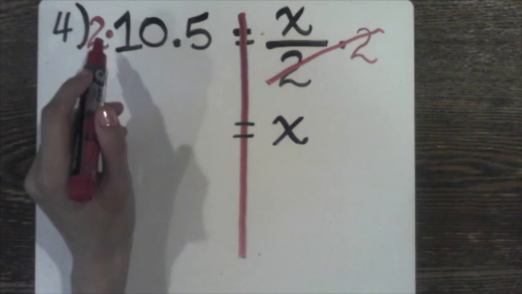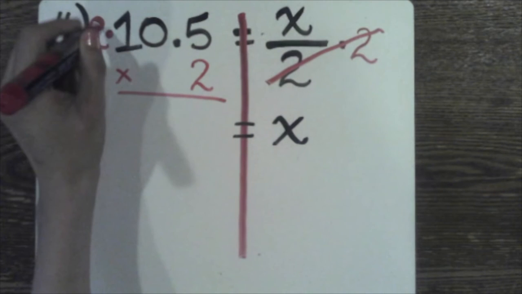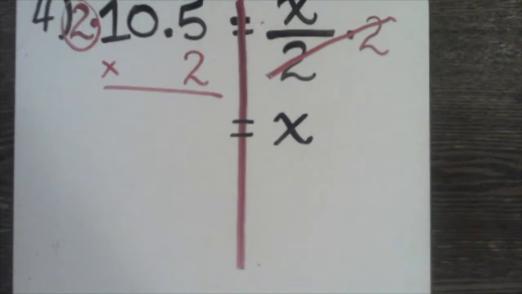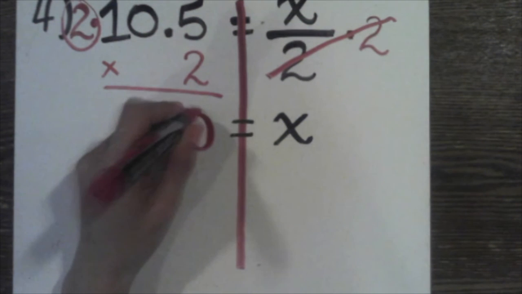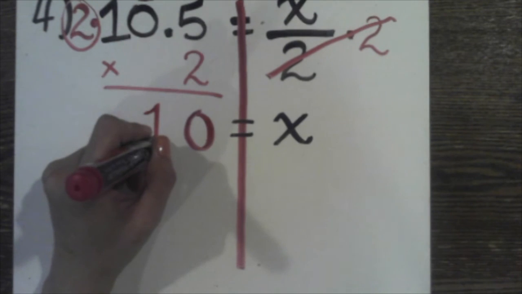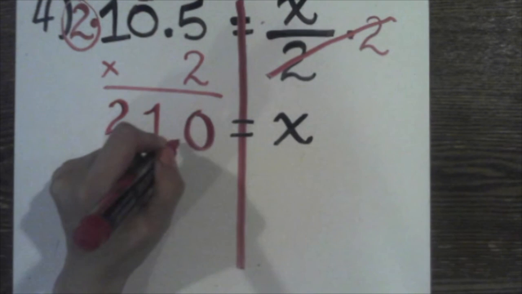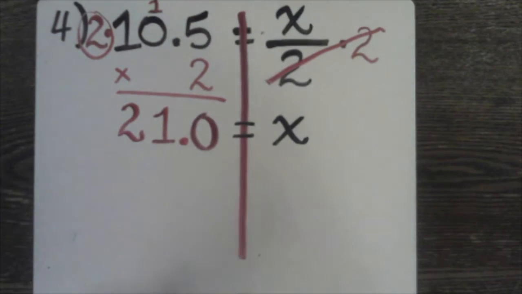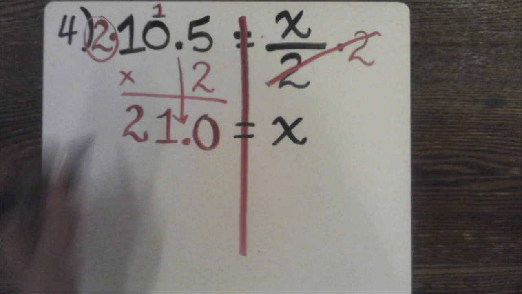Now we do have to think about 2 times 10.5. I am going to write down my multiplication algorithm, which is 10.5 times 2 on the bottom, and 2 times 5 is 10. I write the 0 down and I carry the 1. Now 2 times 0 is 0 plus 1 is 1, and 2 times 1 is 2. And I am going to bring down my decimal point. Remember, with multiplication you don't have to line up the decimals, but you do have to bring it down at the end. X is equal to 21.